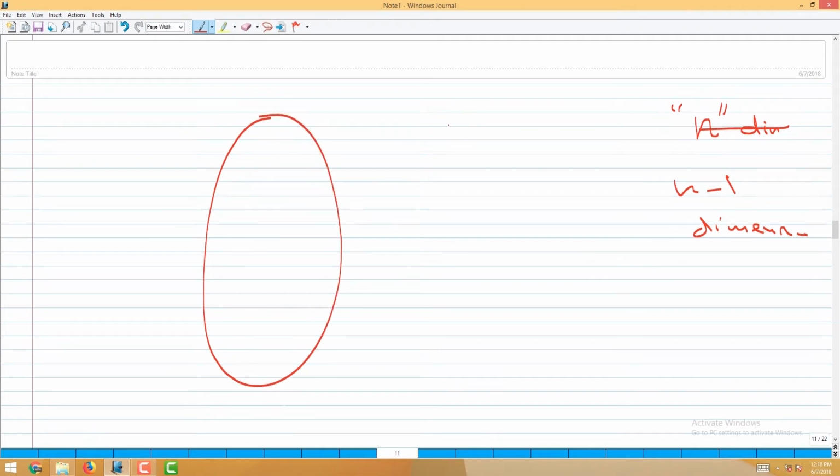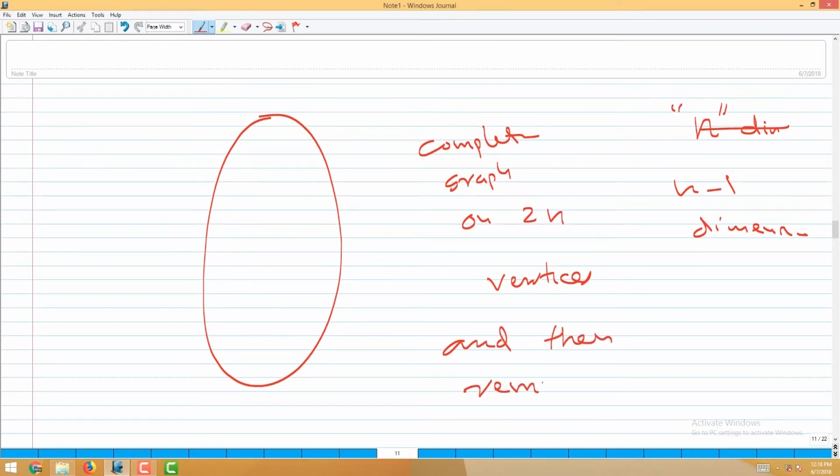So this is the construction. You take a complete graph on 2n vertices, and then remove a perfect matching from this. Take a complete graph on 2n vertices and remove a perfect matching. Because there are 2n vertices, you should be able to pair them up: 1, 2, 3, 4, 5, 6, something like that. So it will look like this.